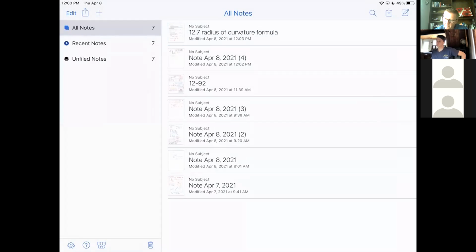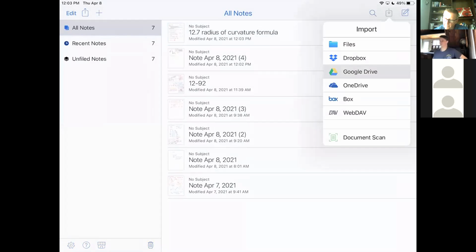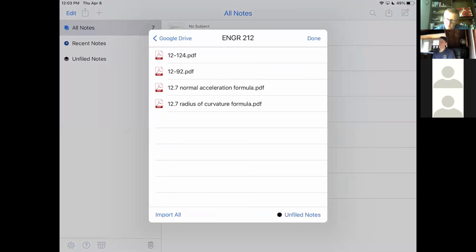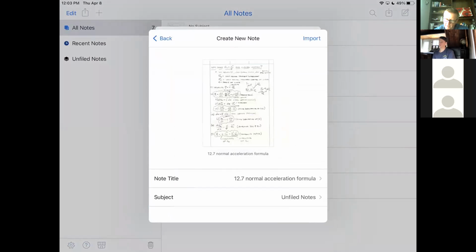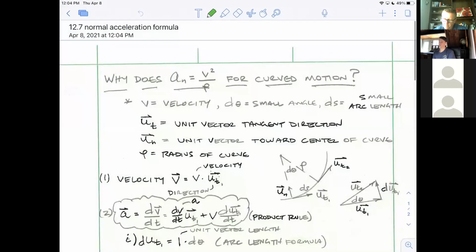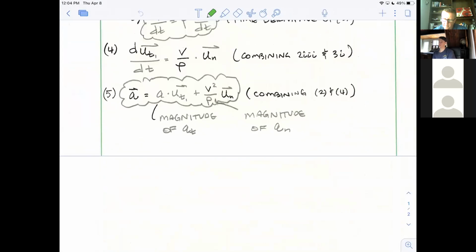And unfortunately, the other one's even worse. I haven't even made this one nice. Actually, I thought I had, but maybe I lost it. I don't know. The normal acceleration formula. So I just wrote this out by hand.